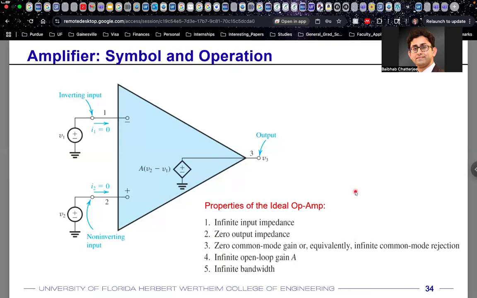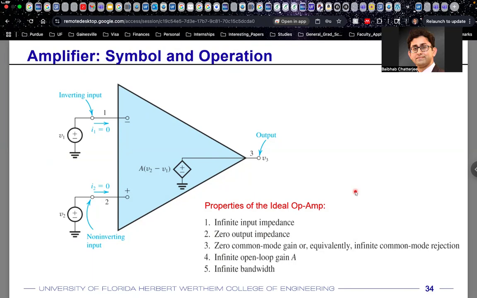So you have an input between these two terminals, let's say the positive terminal and the negative terminal, you have a gain of A and you have an output quantity over here. That's what you have learned in the previous classes, right? This is how an op-amp looks. Now, along with that, you have learned about some properties of an op-amp. What are the properties of an op-amp?